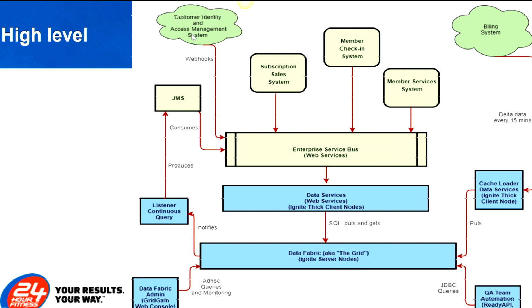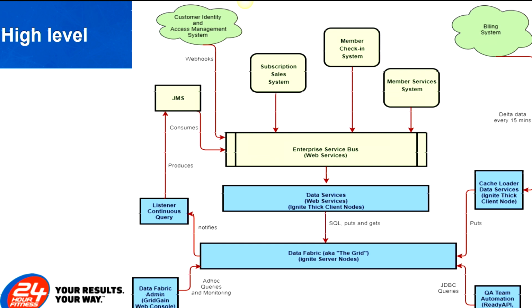This data, like I said, cache loaders put that data into the grid. We also have a customer identity and access management system, and that uses a different approach of near real-time webhooks, and that will also put that data, and by put I mean insert and update, or upsert in database terms. That will keep the data in the grid in sync with our external customer identity and access management system.